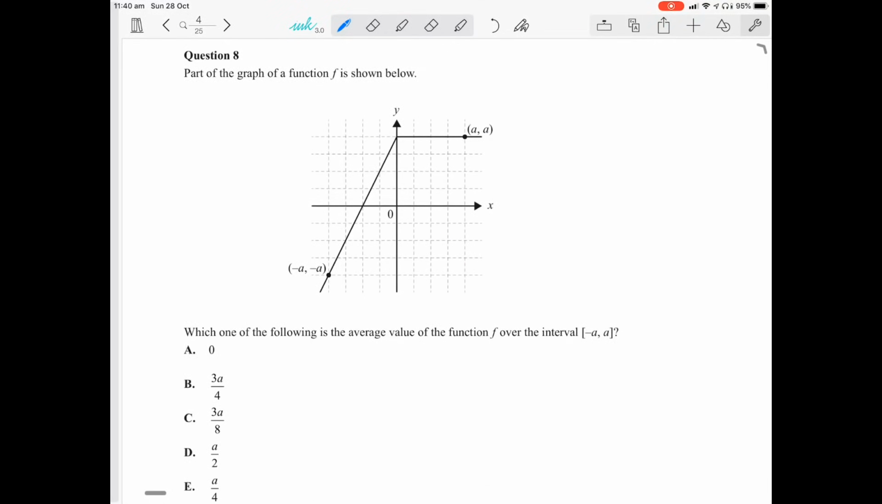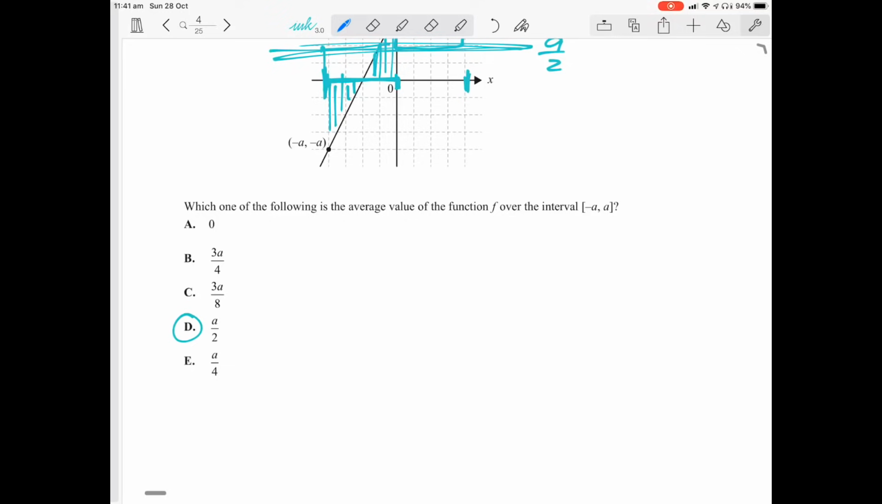Okay, part of the graph of the function, which one is the average value of the function over the interval negative a to a? If I went from here to here, that and that would cancel each other out, so my average value would just be 0. If I go from here to here, I'd take those blocks and put them over here, which means that my average is going to be that value, which is a on 2, because y equals a. So it's going to be a on 2.